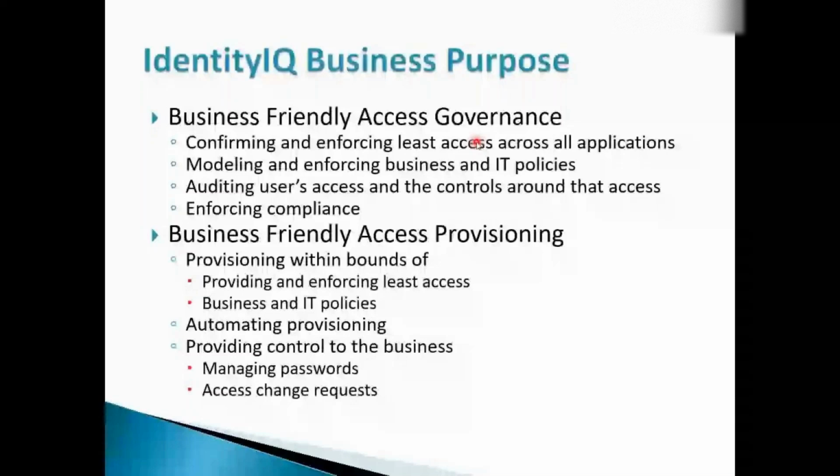So here, access provisioning means how we can grant the access to the user. Provisioning provided by SailPoint IdentityIQ is within bounds, providing and enforcing the least access. Whenever a user raises a request with high privilege, we can stop them: hey boss, you cannot raise this because it is a very high privilege access. If such business and IT policies are available, we can accommodate that to stop the user from raising such high privilege requests.